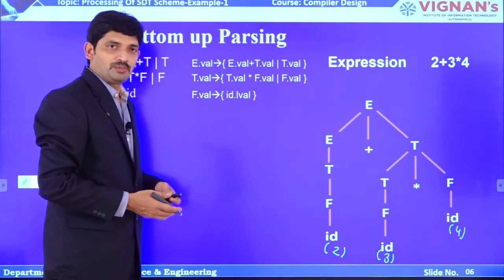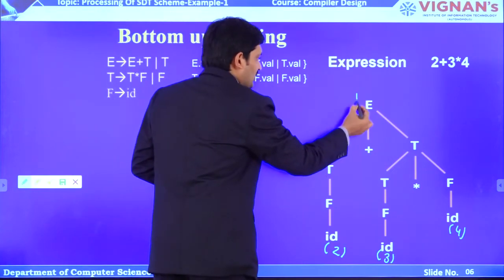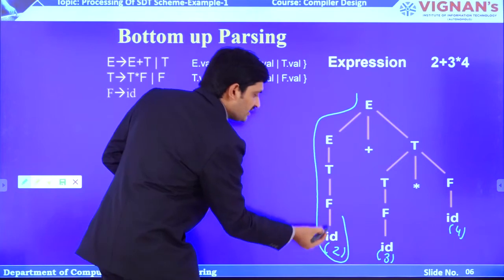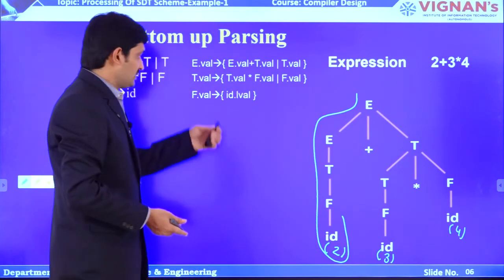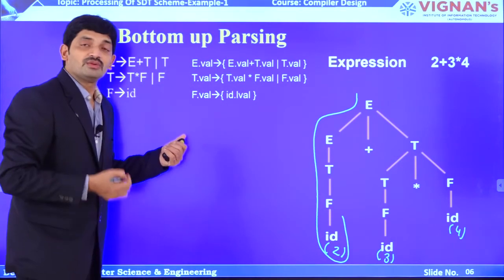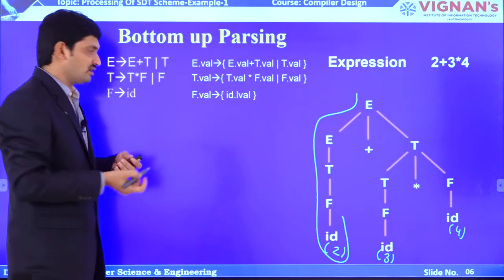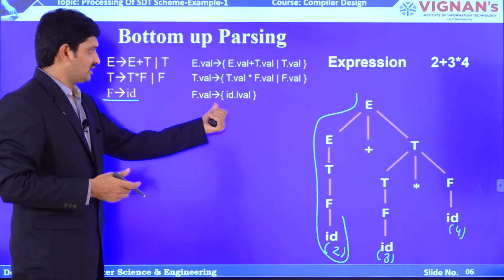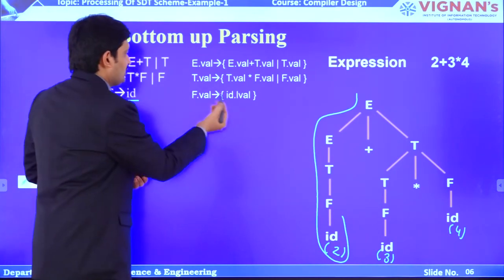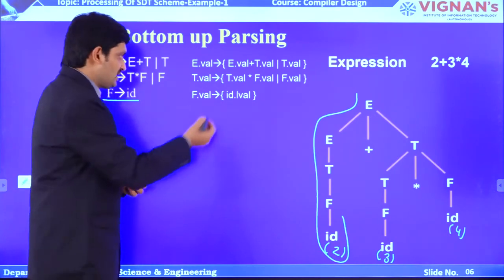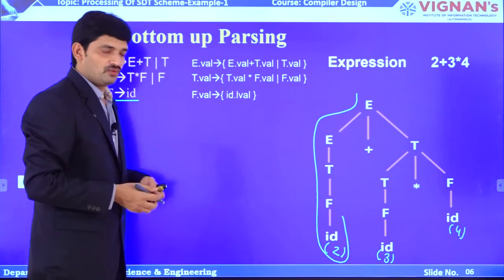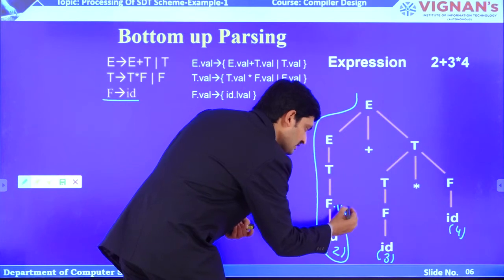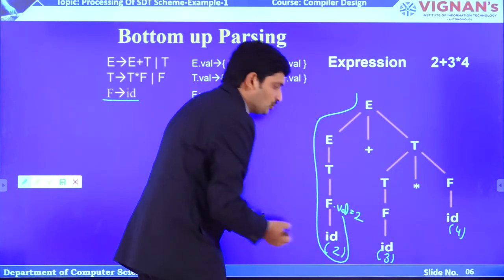In the bottom up parsing, here also we are going to start with the E only, then ID is reduced to F. Now check the given grammar whether such a production exists or not. Here we got F tends to ID. So what is the corresponding action? ID value is assigned to F value, that means ID value is reduced to F value. So here the ID value equal to 2, so this is assigned to the F value as 2.